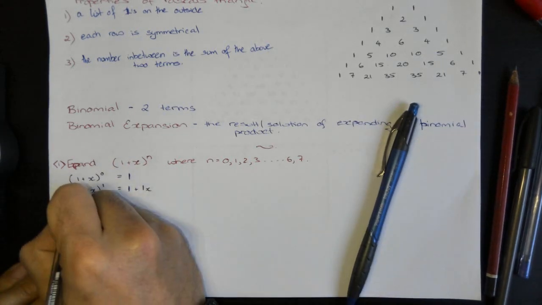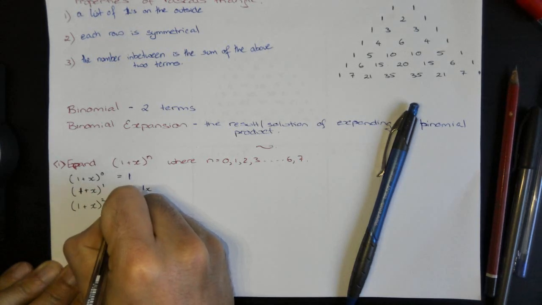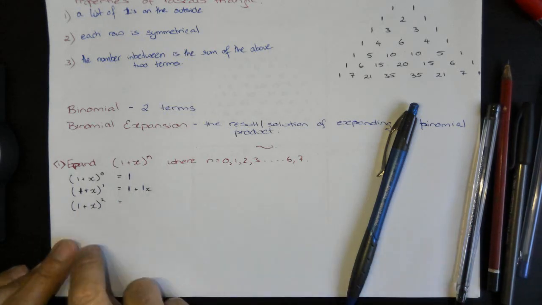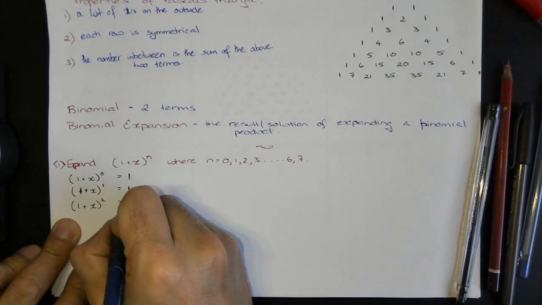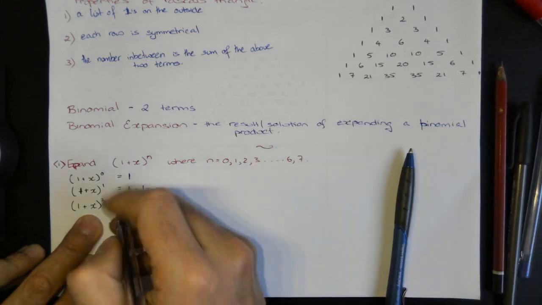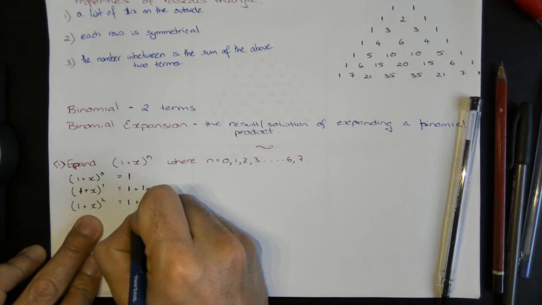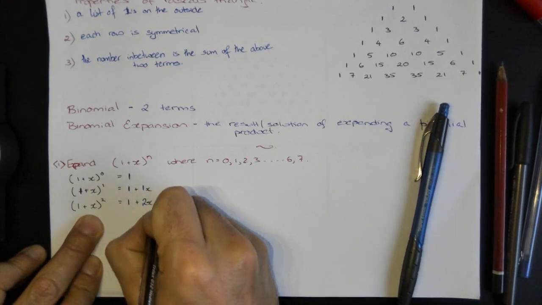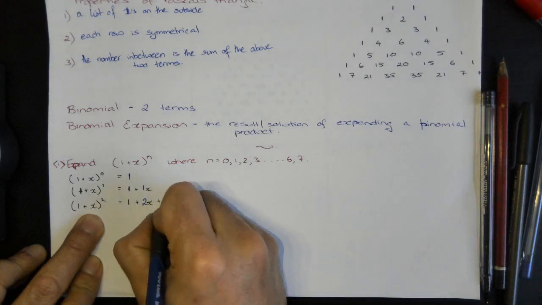Okay. If I did (1 + x)^2, we know how to do this quite quickly. That's the same as (1 + x)(1 + x), and we know how to expand that quite quickly. We know it's 1 plus 2x, or 1 times x and then double it, plus 1x squared.